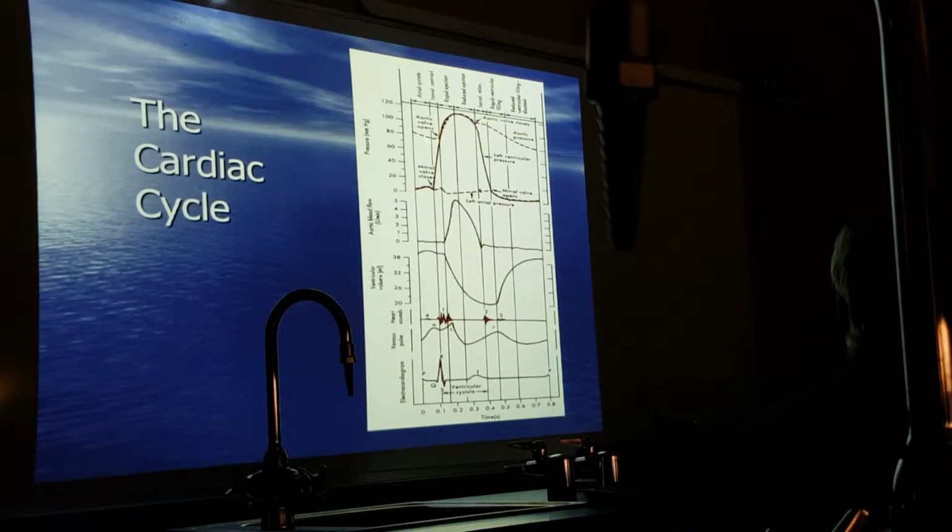So I have quiz questions. You'll have about 5 quiz questions on the cardiac cycle. During which phase does the aortic valve close? And the answer would be at the beginning of isovolumetric relaxation.